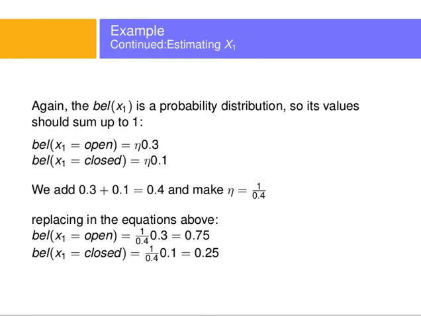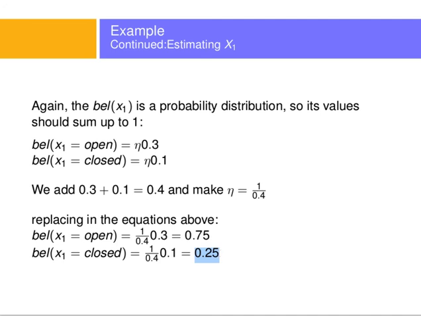Now, because the belief of whatever the world is a probability distribution, its values sum up to 1. So this plus this has to be 1, right? So what happens then is that if we say this plus this equals 1, if we solve that equation, we end up with eta being 1 over 0.4. That is our eta. And then we just plug it back into these values, and we get the probability that x1 is open is 75%. The belief that it's closed is 0.25.